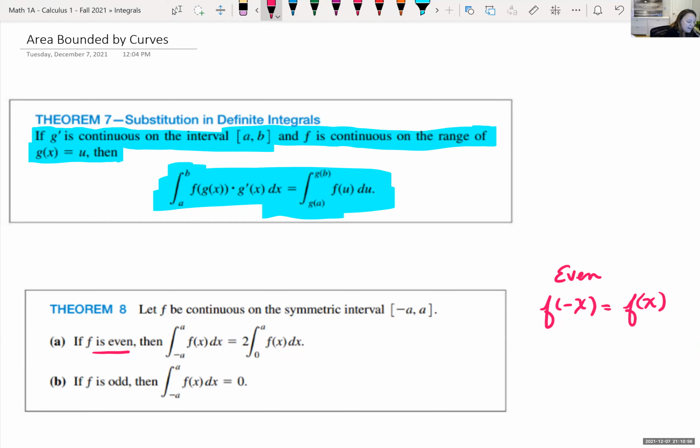Let's say we wanted to find the integral from negative a to a of f of x dx, and it was an even function, then we could just look at, well, it's the same thing as 2 times the integral from the lower bound 0 to a.